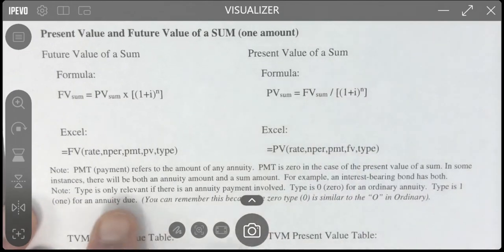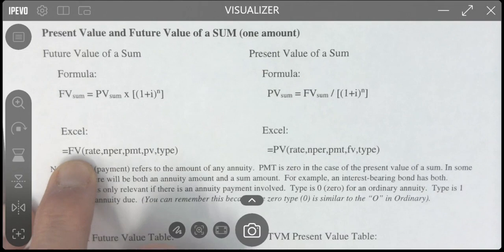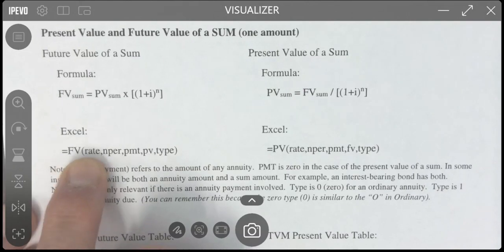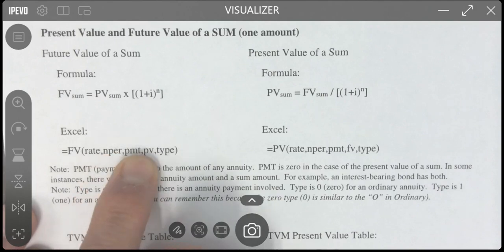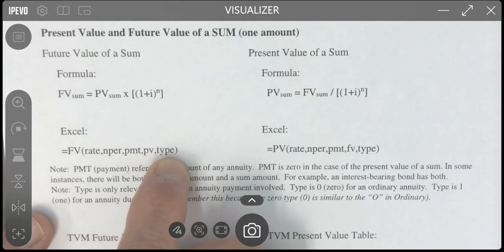Using Excel, the future value of a sum, you say equal future value. Use the future value function, equal future value, and then you put in the rate, the number of periods, a payment amount, if applicable, that's an annuity, then the present value of that amount, and the type. I'll talk about what the type is in a moment.